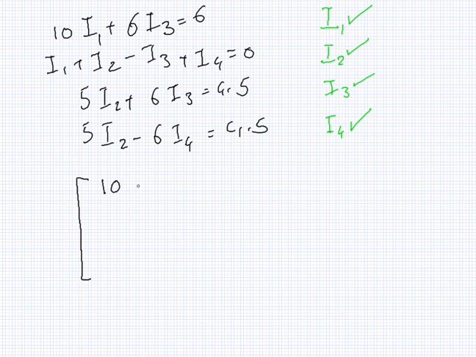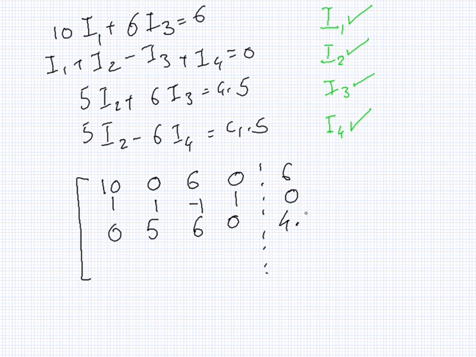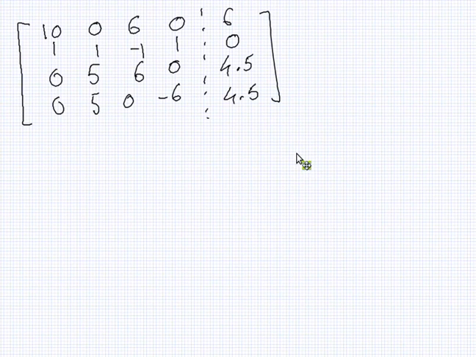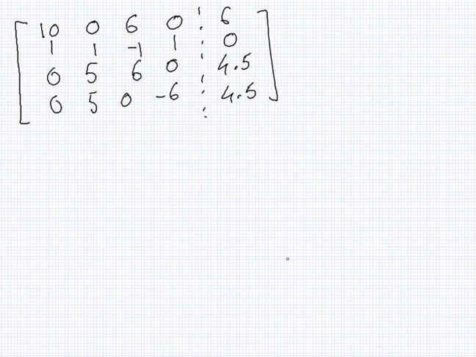So this is 10, 0, 6, 0, 6. 1, 1, minus 1, 1, 0. 0, 5, 6, 0, 4.5. And 0, 5, 0, minus 6, 1.5. I feel this is the best way to do it for big problems. Can I use another? Of course you can. But for me, I feel this is easiest for me to do. But you can use another method. But I hope you like this one.